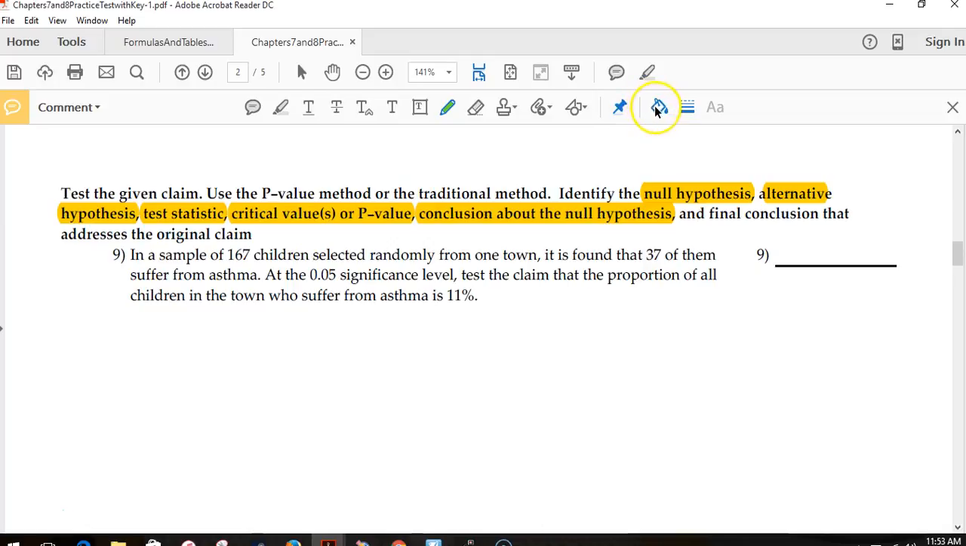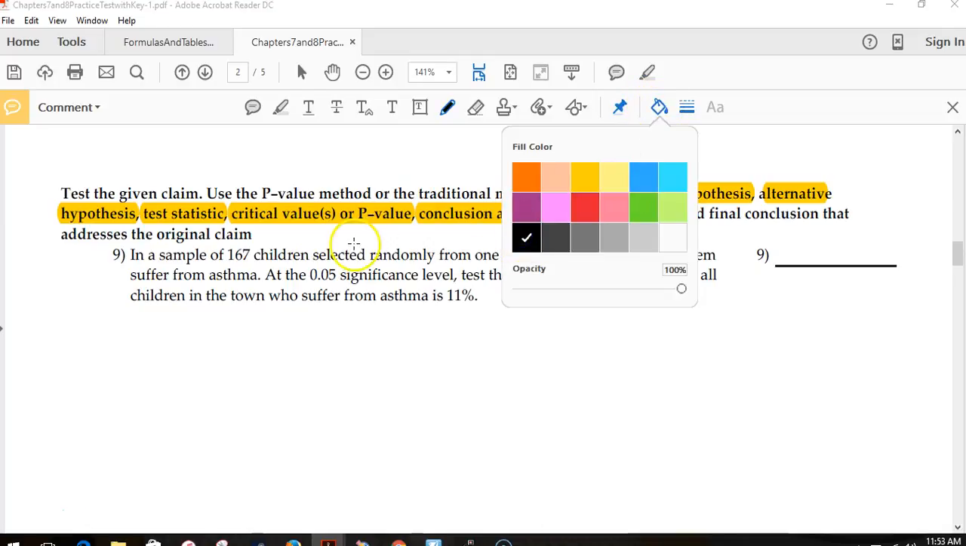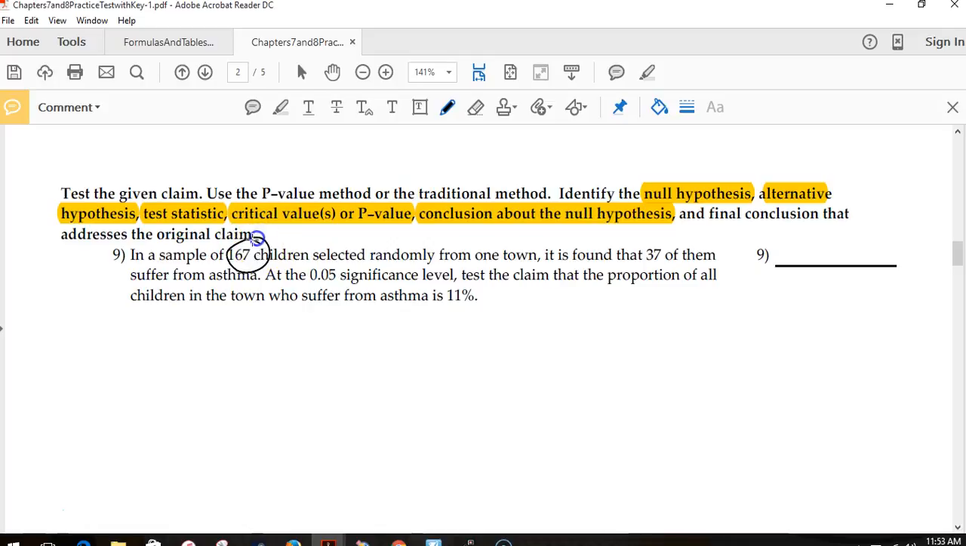So I have a sample of 167 children. So that's my n. Randomly selected from one town. I found that 37 of them all suffer from asthma, better than what's going on in Huntersville, where lots of kids are suffering from a very rare eye cancer that somehow is plaguing the Huntersville area. Use a 0.05 significance level. That's your alpha, so that's the error in the tails. And we'll set up tail or tails in a second.